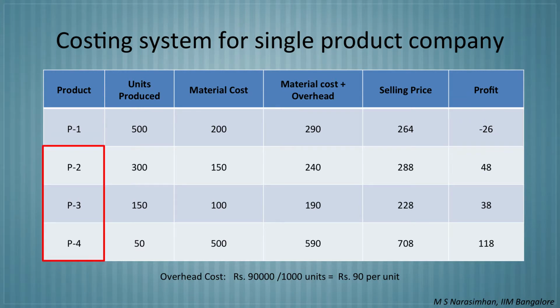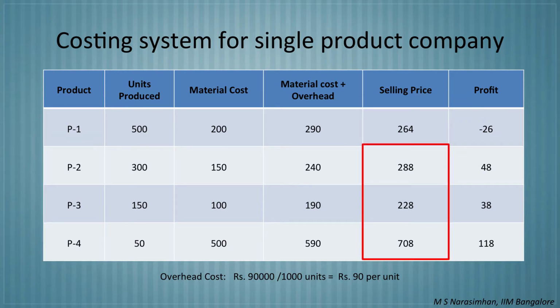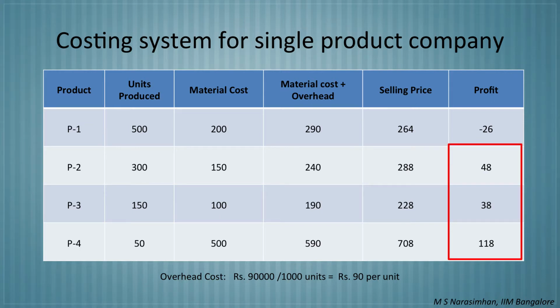P2, P3 and P4 are all customized products. Prices are quoted by the firm by adding the material cost, overhead at the rate of rupees 90 per unit and a profit markup of 20%. Accountant shows all the customized products earn profit. Their selling price is more than the material cost and overhead. Using the cost data, you ask the sales team to focus more on customized products, thinking they are more profitable. You also ask them not to focus too much on P1, which is a standard product, because it is loss making. Anything wrong in this decision on the face of it?